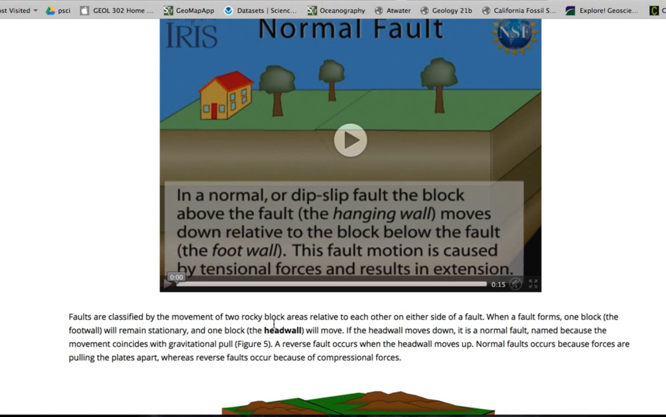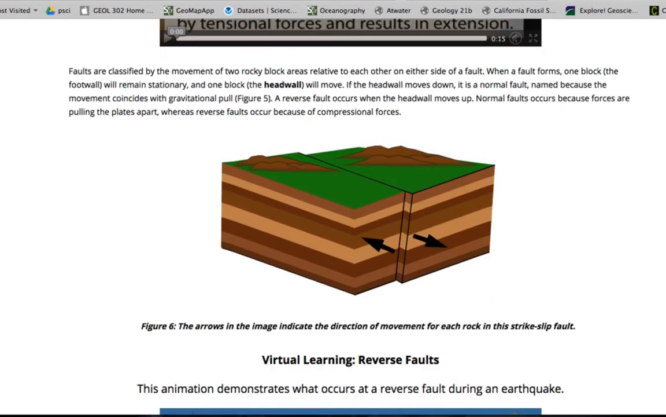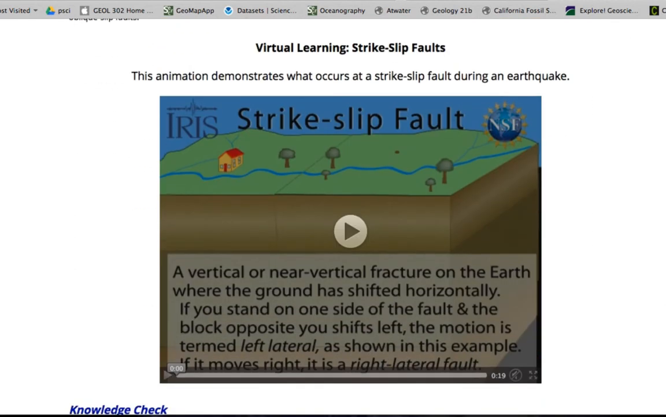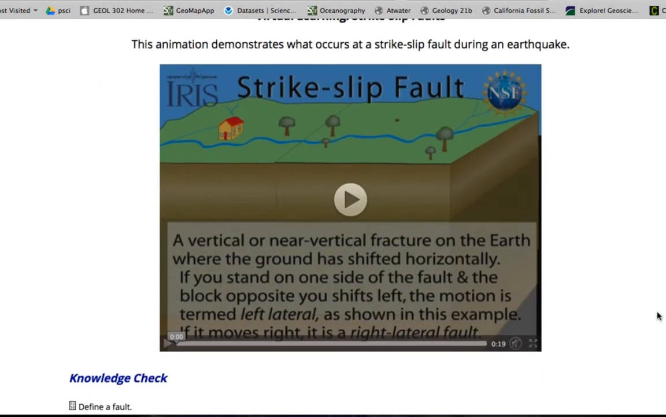So you got to observe the hanging wall and which way it moves, whether it goes up or down, and if it goes up, it's called a reverse fault. If it goes down, it's called a normal fault. So read about what's going on there. And then for the strike-slip faults here, there could be some that are left lateral or right lateral.